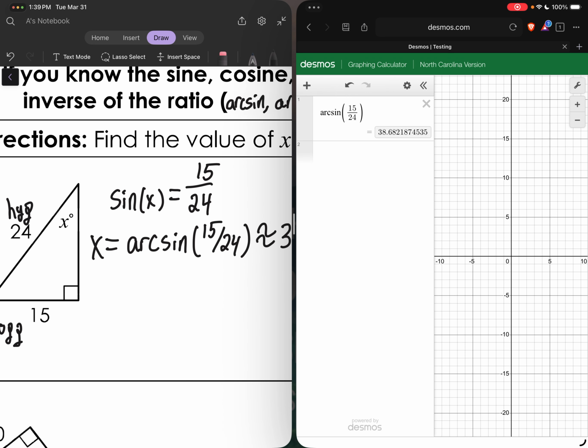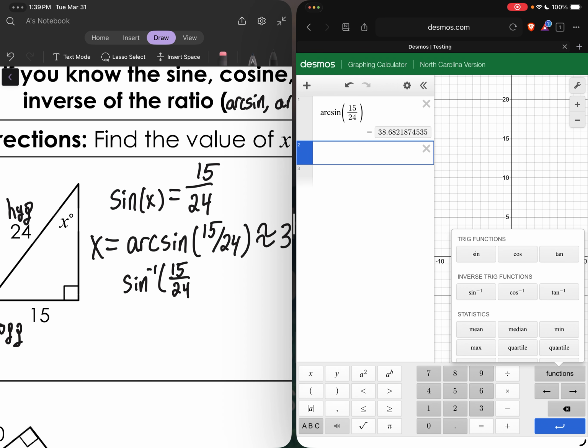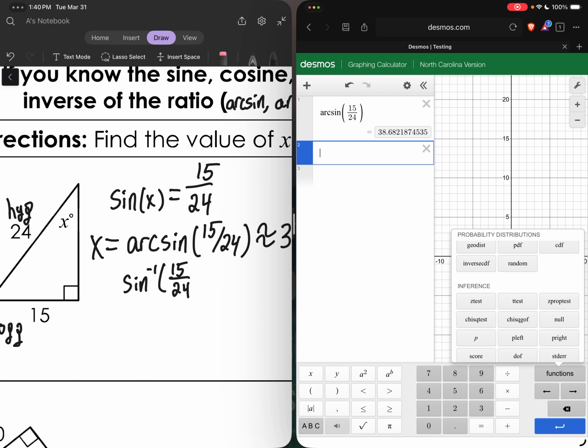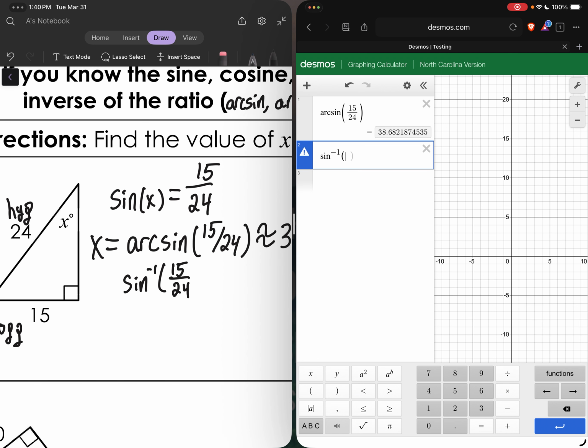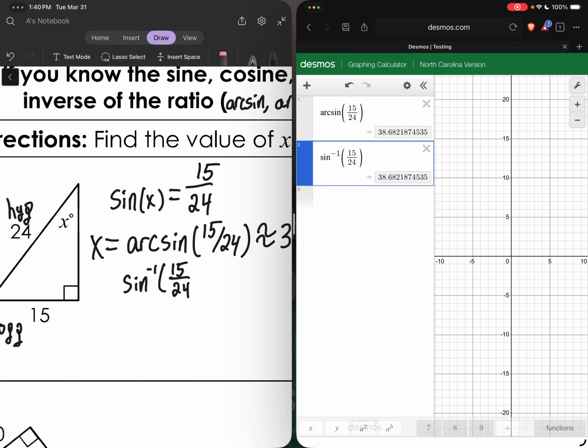Something I do want to point out. On some places, you will have the inverse ratio written as sine to the -1 exponent of 15 over 24. Matter of fact, in Desmos on functions, I have to find it because I don't use it. It gives me sine -1 up top. I do want to show you these are the same thing. However, I hate the second way of writing this.